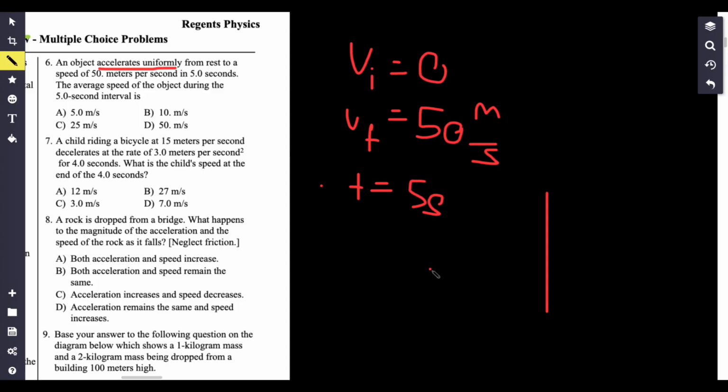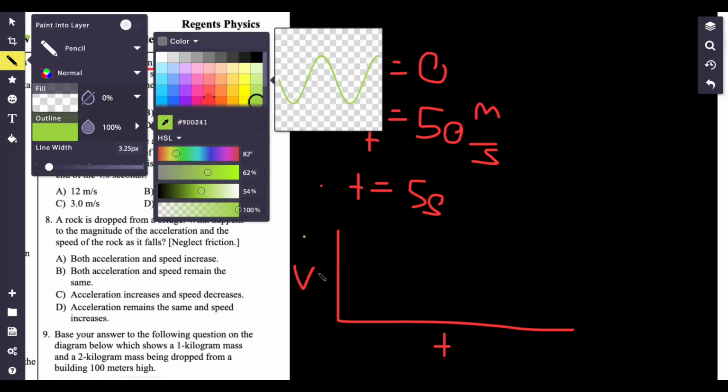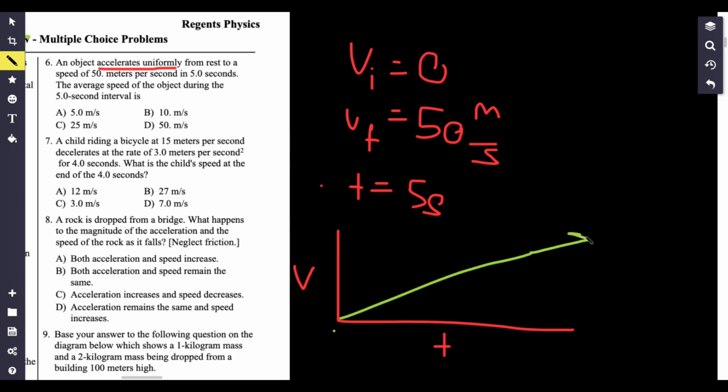So you can imagine a graph. Let's just say we're plotting velocity over time. So this is our velocity, and this is changing during a period of time. And because we're accelerating uniformly, right? So we're accelerating at a constant rate. You can imagine that our velocity is increasing constantly. So the average is just going to be the average between the final and the initial velocity here.